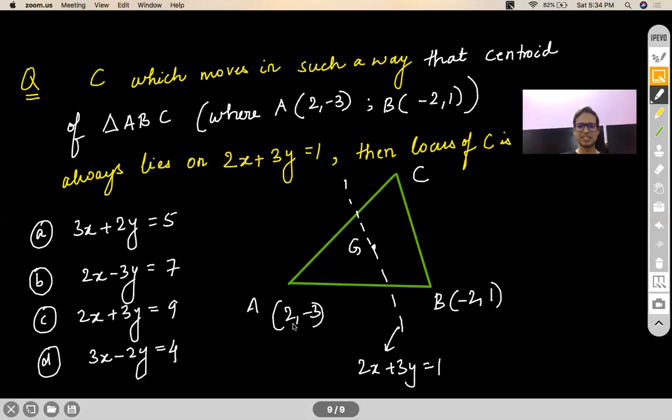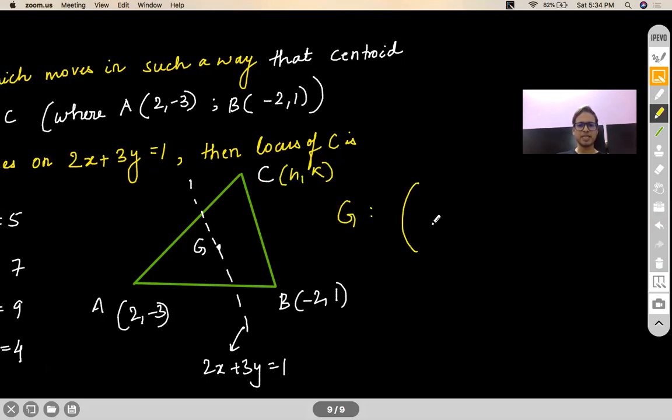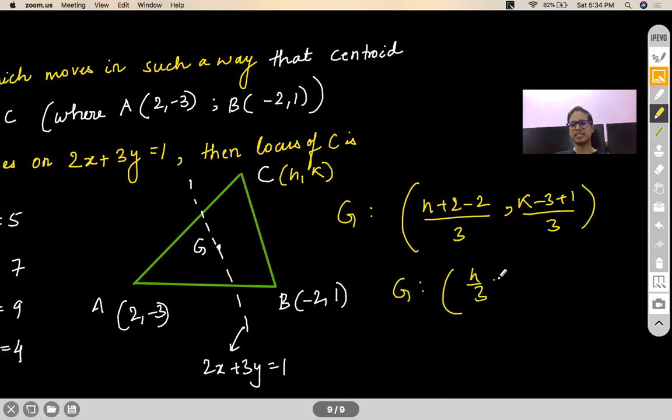Share the result. Most of you have gone with C. C for cat. Okay, so let us discuss this. Let us call this point h comma k. So G coordinates would be (h plus 2 minus 2) by 3 and (k minus 3 plus 1) by 3. So G will be h by 3, (k minus 2) by 3. Now ideally, this should satisfy this equation.